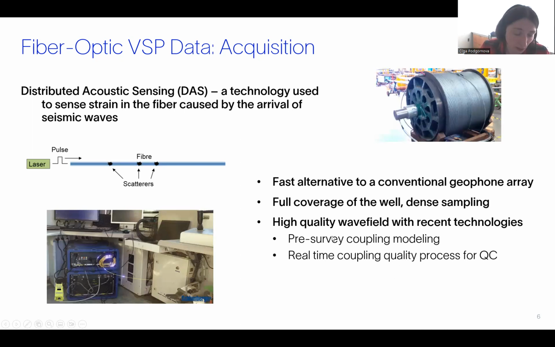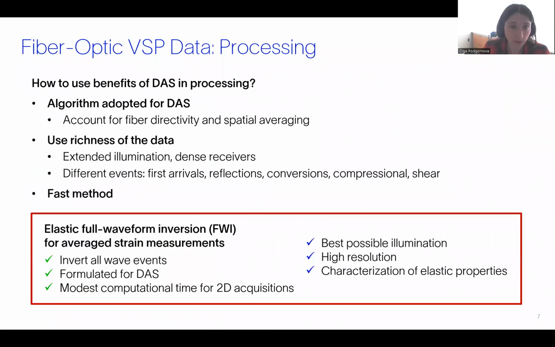And originally, when fiber optics was introduced, the data quality was not comparable with geophones, but in recent years, because of the improvement of the hardware and the deployment, the quality of DAS data has significantly improved, and in some cases they are even comparable to the geophone, so not too far from it.